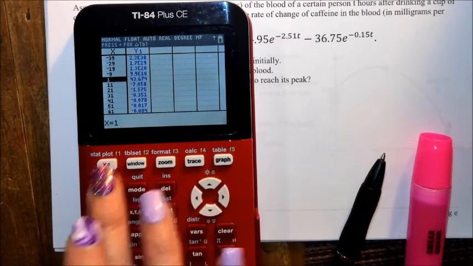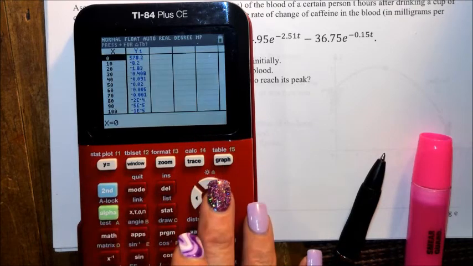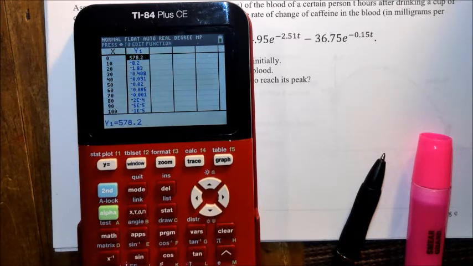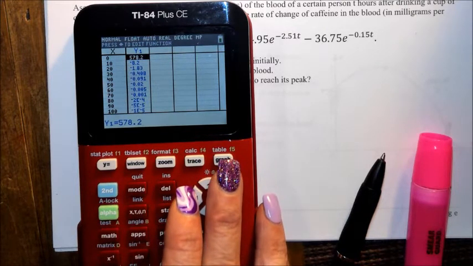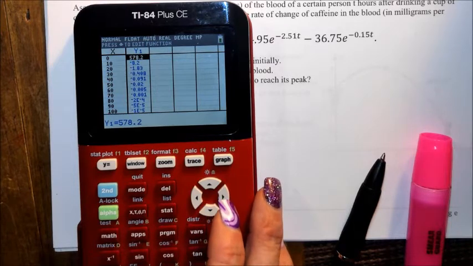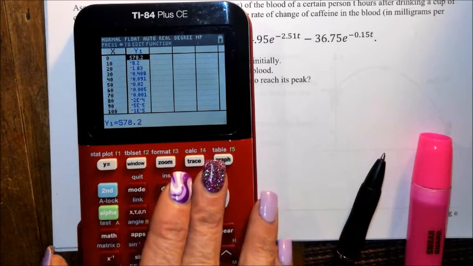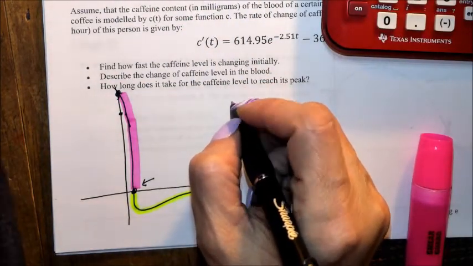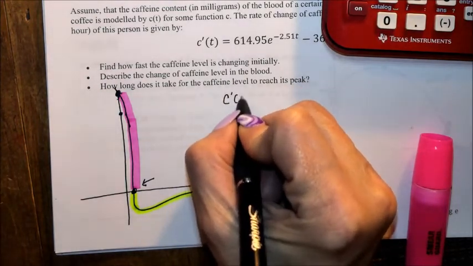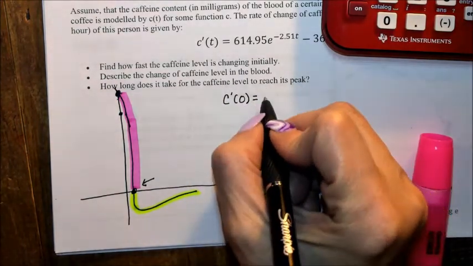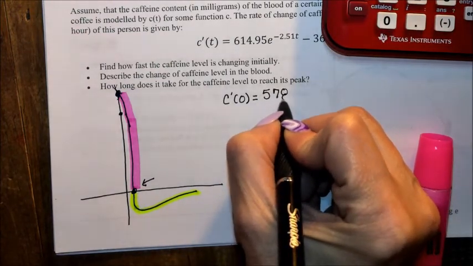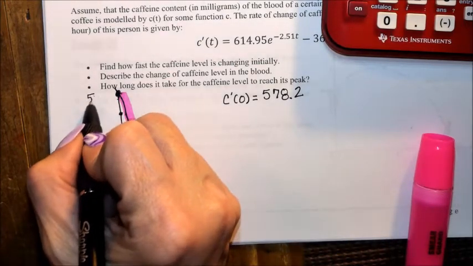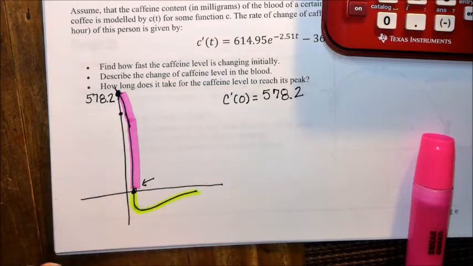Let me go back here. Look at that. When x is 0, initially it starts at 578.2. How do I know initially was 0? Because that's your starting point. You can't start at negative 1. You have to start at 0. So 578.2. When we plug in 0 into that function, we get 578.2. We didn't really plug it in. We just know that that's the y-intercept.